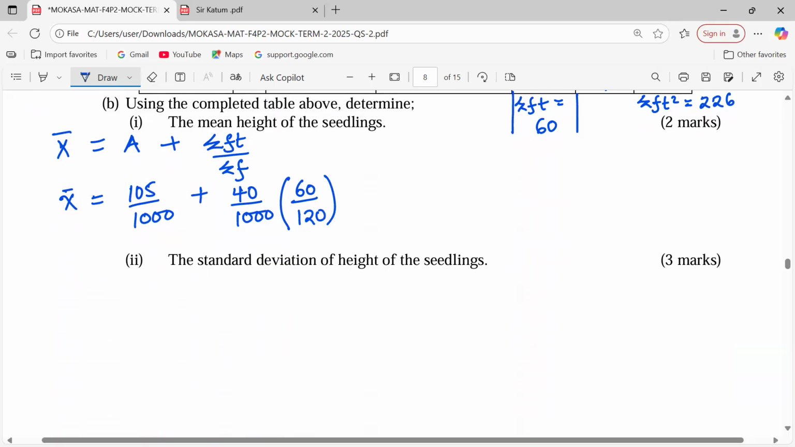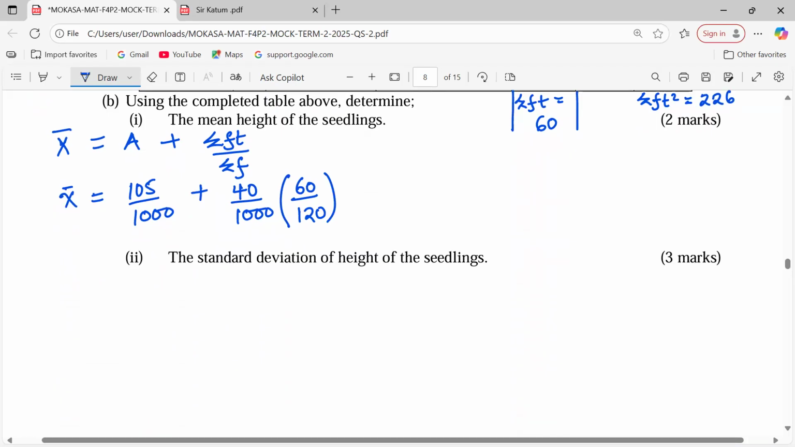So this is a value which had been multiplied by 1,000 and divided by 40. So to get back to the original value, we are supposed to reverse that step by multiplying by 40 and dividing by 1,000. So now this is 0.105 plus, when we compute this, which is 40 by 60 over 1,000, getting 0.02.